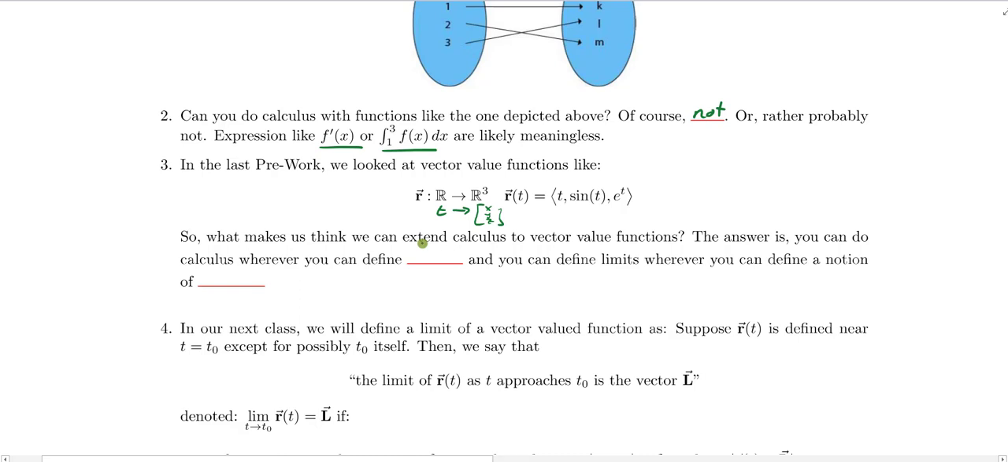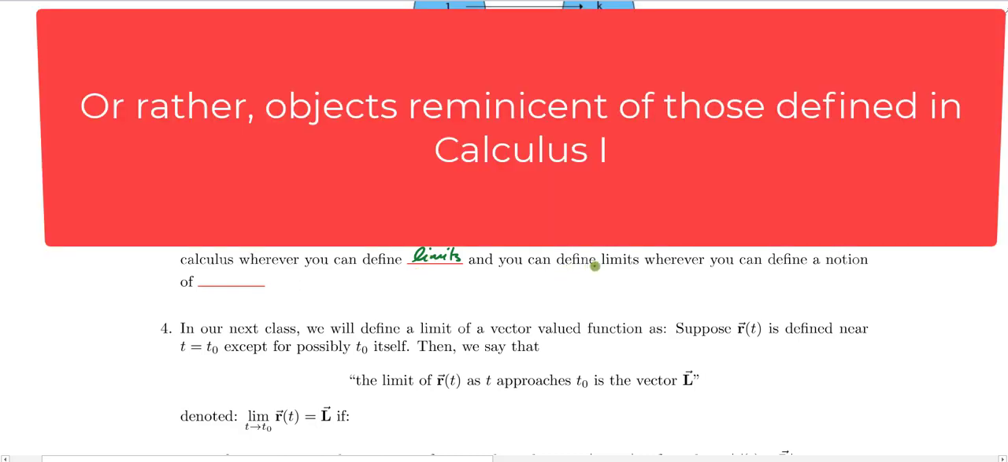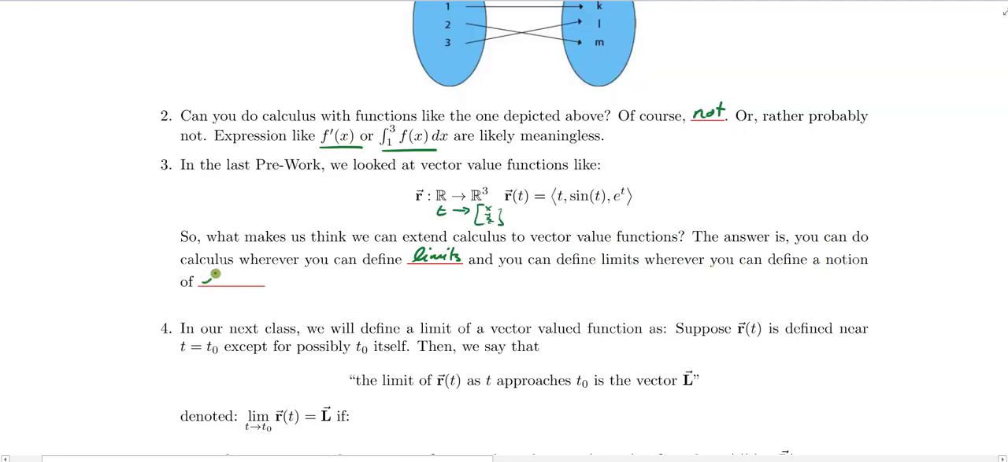And it's a good question to ask, and it's one that maybe you think you already know the answer to, and that's great. But I would say that throughout your math career, you kind of want to be asking the question, where can I extend calculus? And the answer is, you can extend calculus wherever you can define limits. As long as you're able to define limits, you can define all of the objects that we defined in Calculus 1. But then the question is where can you define limits? And the answer is, you can define limits wherever you can define a notion of length. So it boils down to being able to talk about length.